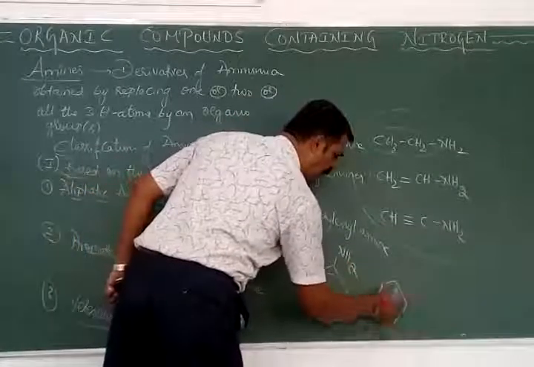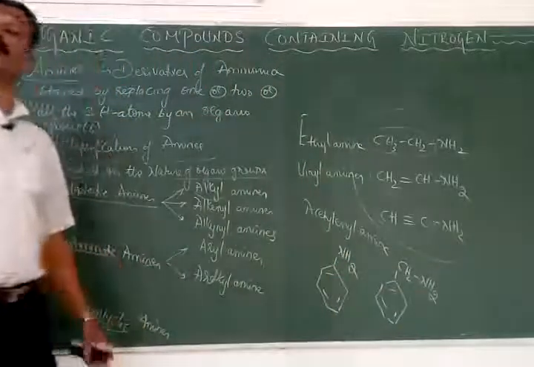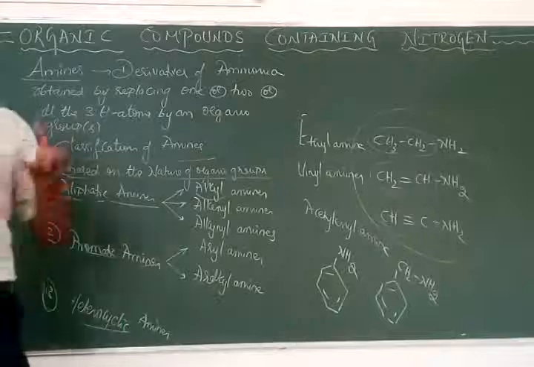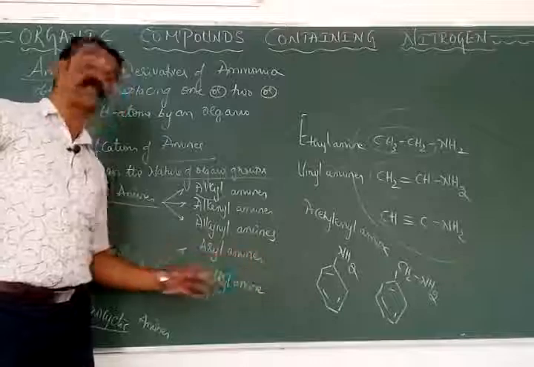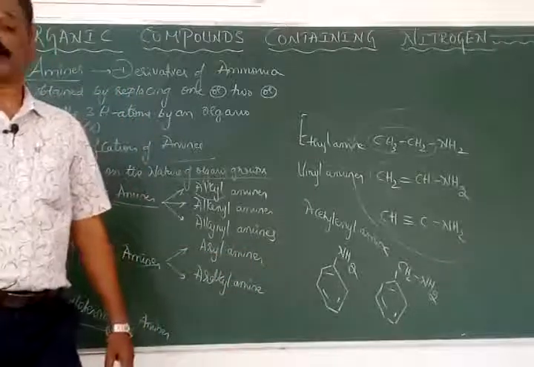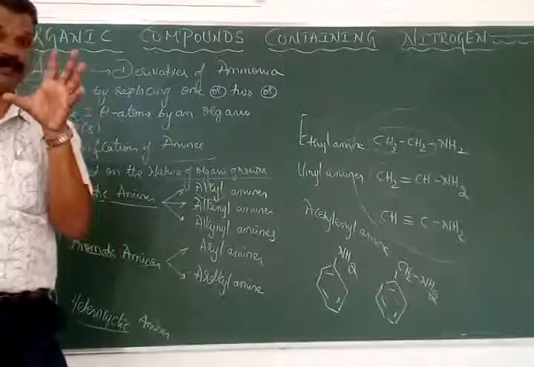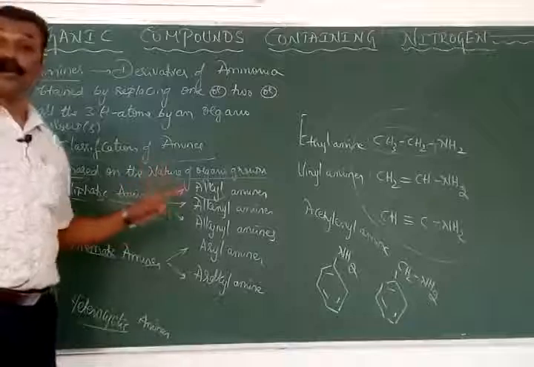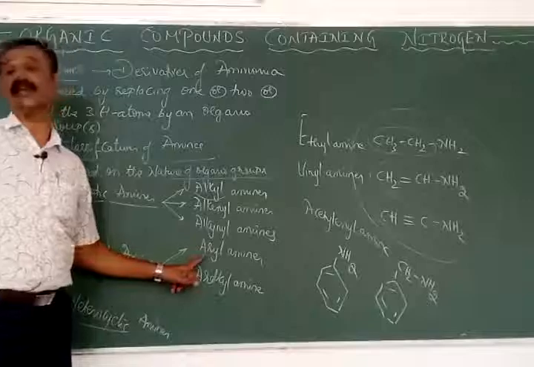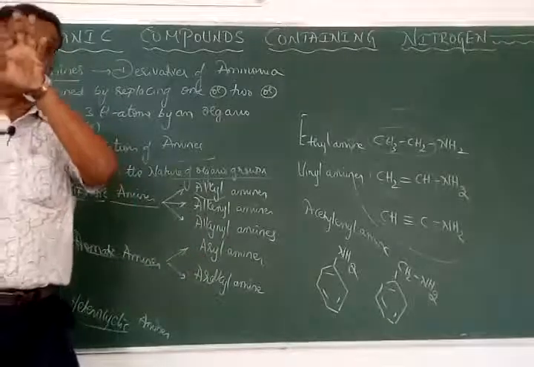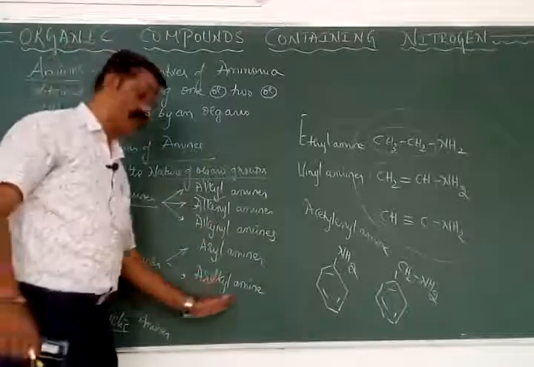and this is the aralkyl amine. Both are derivatives of ammonia obtained by replacing a hydrogen atom or hydrogen atoms. An aryl group gives aryl amines, an aralkyl group gives aralkyl amines. What is the meaning of aryl and aralkyl here? If the amino group is attached directly to the benzene or aromatic nucleus, then it is called aryl amines. If the amino group is attached to the side chain of the benzene or the aromatic nucleus, then it is called aralkyl amines.